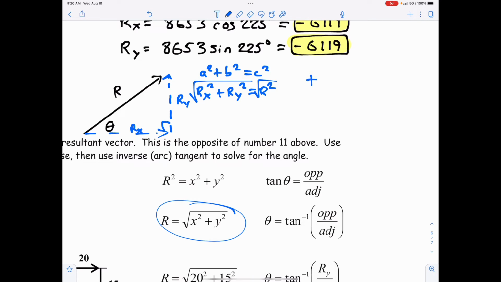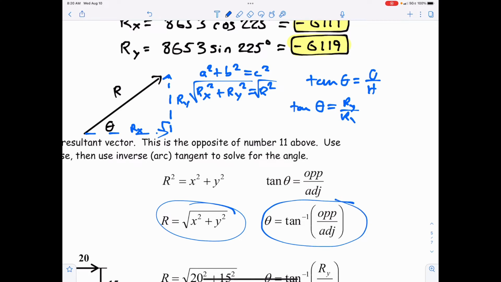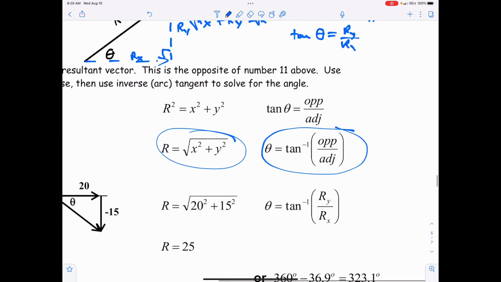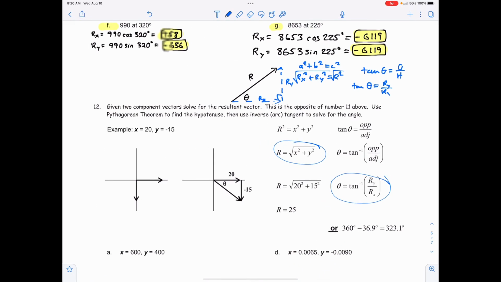Now, if we take the tangent of the angle, which is opposite over adjacent, the tangent of the angle would be Ry over Rx. Okay, now take the arctan of both sides, and you can see we're getting this arctangent formula right here. So those are going to be the two equations we're going to end up using in order to find the vector magnitude and the direction.